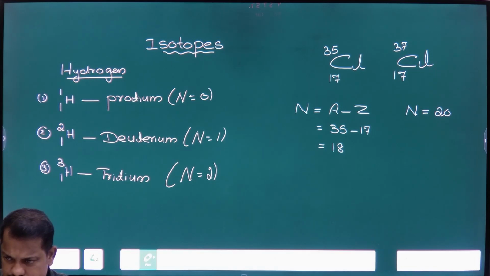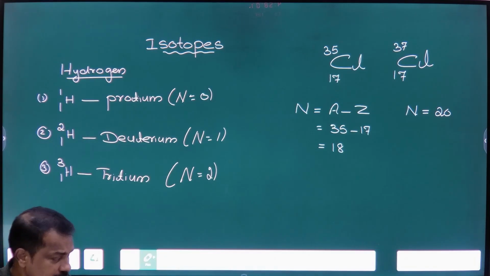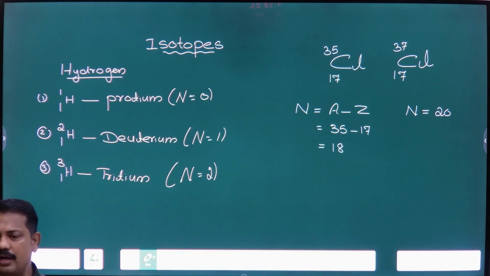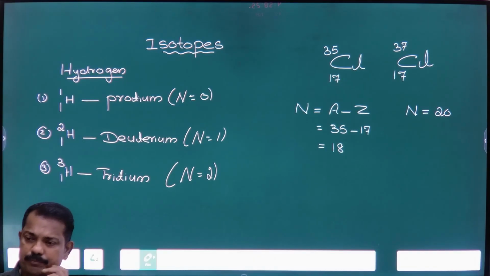Next question. What are the different isotopes of hydrogen? Aditya, what are the different isotopes of hydrogen? Sir, protium, deuterium, and tritium. Protium formula? 1H1. Deuterium? 1H2. Tritium? 1H3. Okay.